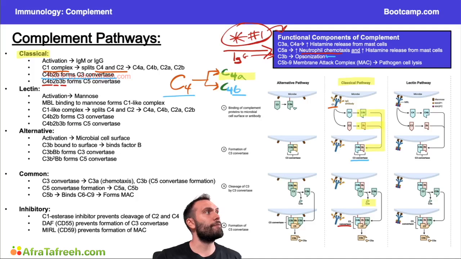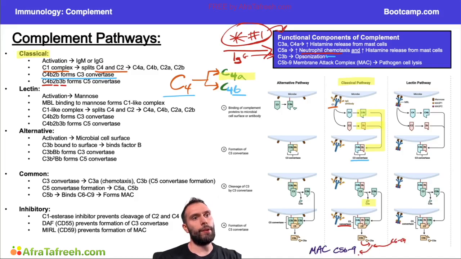And then we know C5b has a B in its name, so it's going to continue this cascade. And we know we're home free because if we remember, the membrane attack complex is made up of C5b to C9. This C5b component is going to combine with C6 through C9, and they're all going to come together and form the membrane attack complex. Once we get the membrane attack complex, remember that's the terminal step of this complement cascade.